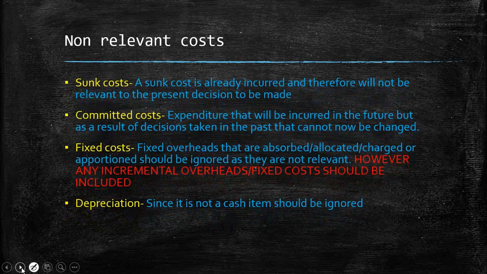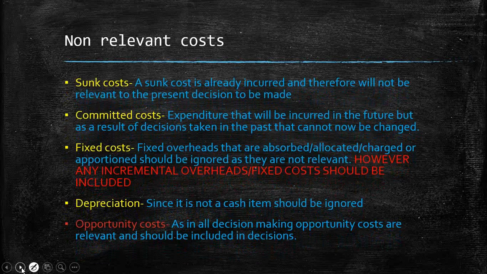Depreciation, surely it is not relevant. Why? Because it is not a cash item. Because in the SIMA definition, the relevant cost is the one which is going to affect the cash flow. So depreciation is not going to affect the cash flow, and therefore it should be ignored. An opportunity cost. So whenever we make a decision, there is something we call an opportunity cost. Now, look at you, right? You're working.